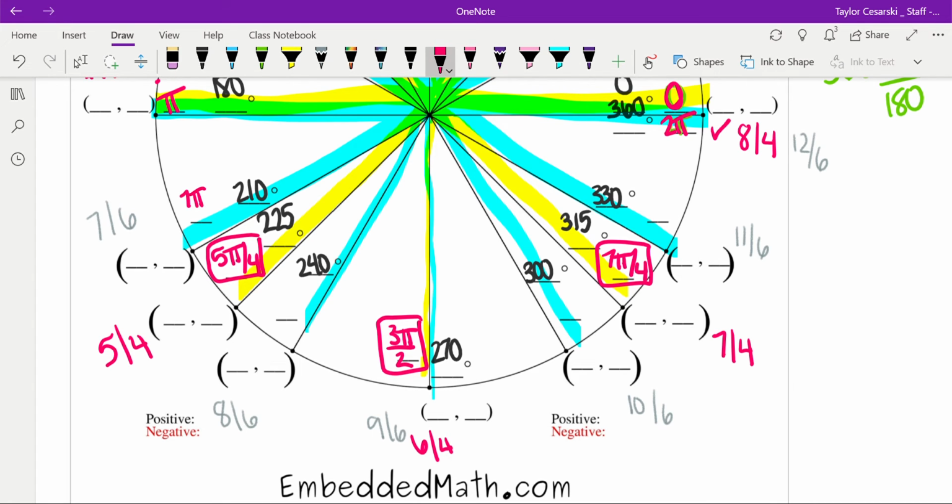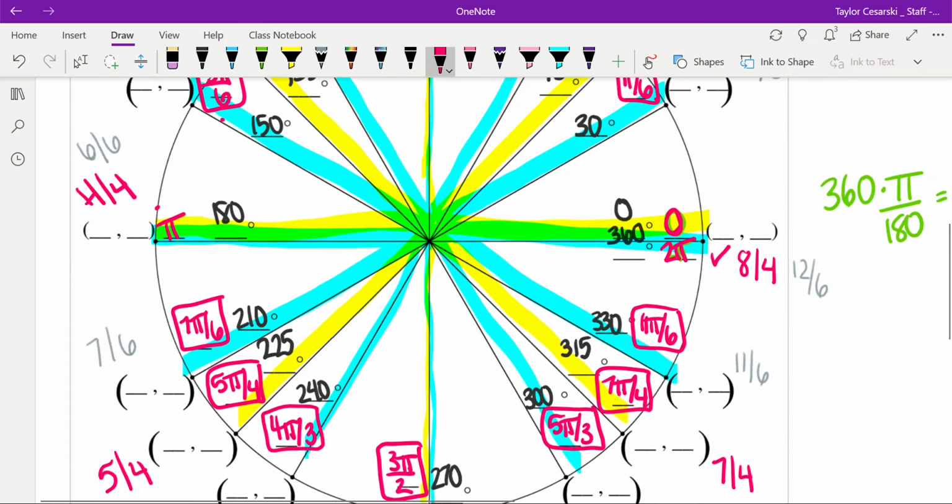Alright, so at 7/6, simplify and add the pi. So 7 pi over 6. 8/6 simplifies to 4/3. 4 pi over 3. 10/6 is 5/3. 5 pi over 3. 11/6 does not simplify. 11 pi over 6. And 12/6 is 2 pi, which is what I have on my line. So now we filled in all the degrees and all the radians.